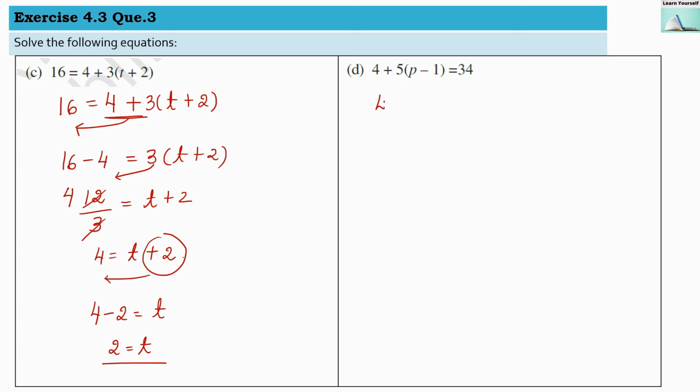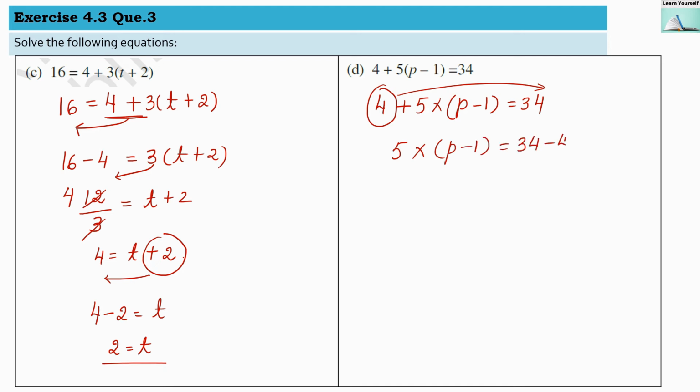Equation D is 4 plus 5 in multiplication with p minus 1 equals to 34. This 4 we are taking it towards other side, it will become negative. So we will get 5 into p minus 1 equals to 34 minus 4. So 5 into p minus 1, we will get 30. Now this 5 we are changing aside, so it will go to denominator. So p minus 1 equals to 30 divided by 5.